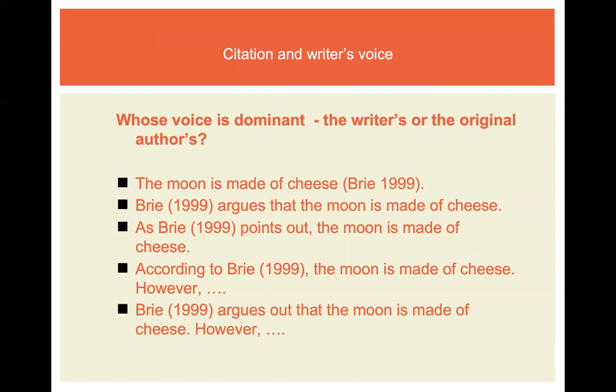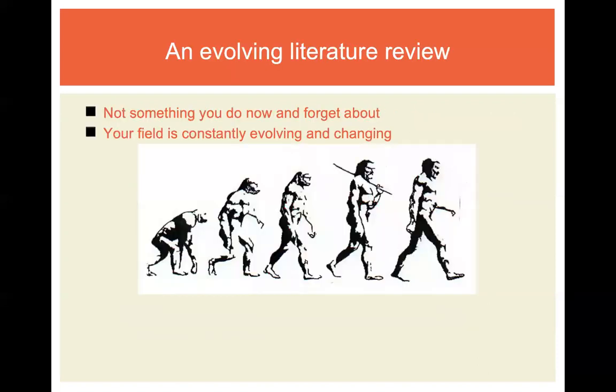Bree 1999 argues that the moon is made of cheese. As Bree 1999 points out, the moon is made of cheese. According to Bree, the moon is made of cheese. However, Bree 1999 argues that the moon is made of cheese. So here, in these 5 examples from this set of slides, you'd realize that finding the voice will play a very important role. Of course, this will vary depending on what emphasis you want to build on and why you are building on this emphasis. Nevertheless, it can be helpful to identify who is talking and why they are talking.